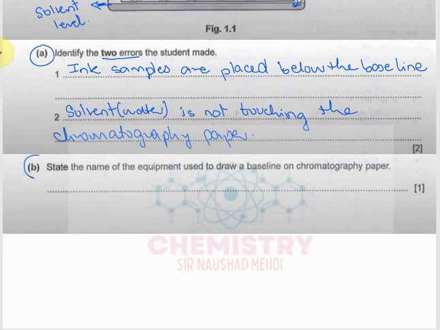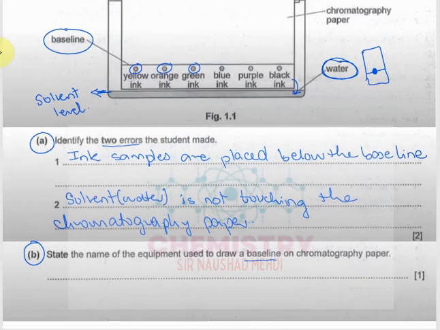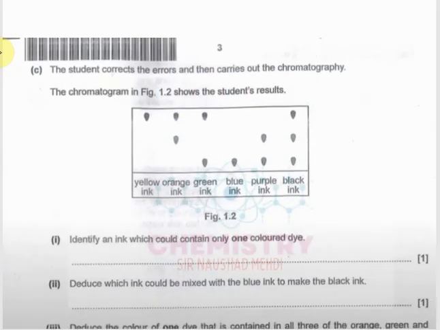Now state the name of the equipment used to draw the baseline on the chromatography paper. As you all know, during the chromatography experiment, whenever you are drawing the baseline, it should always be drawn with a pencil. So a pencil would be your equipment, and obviously you want to draw a straight line, so for that you also need a ruler. These are the two pieces of equipment required to draw a baseline.